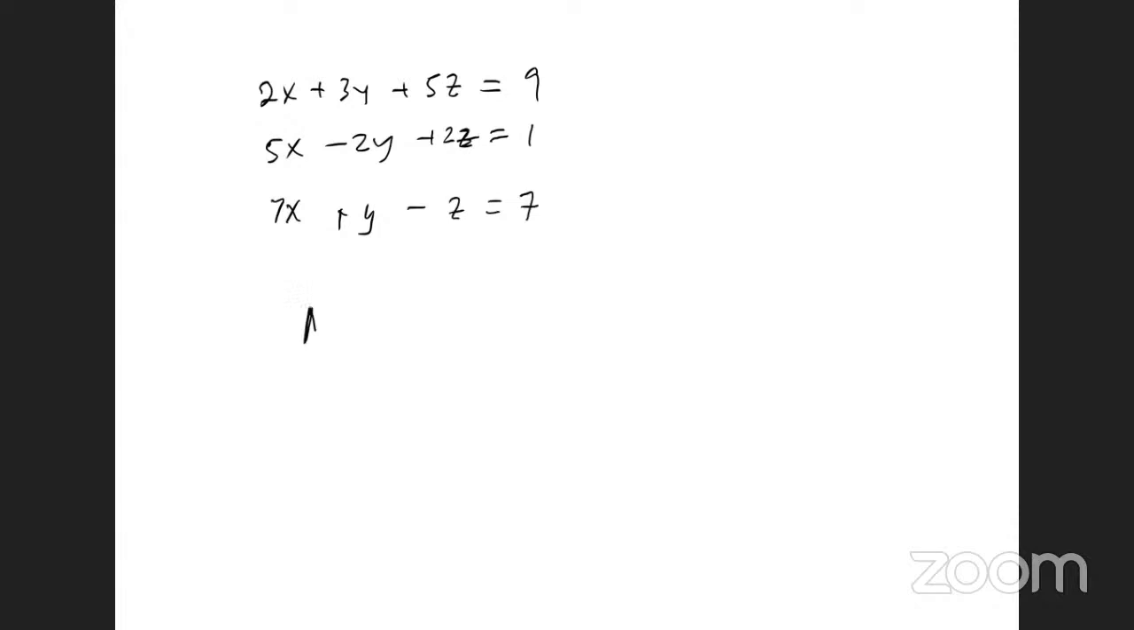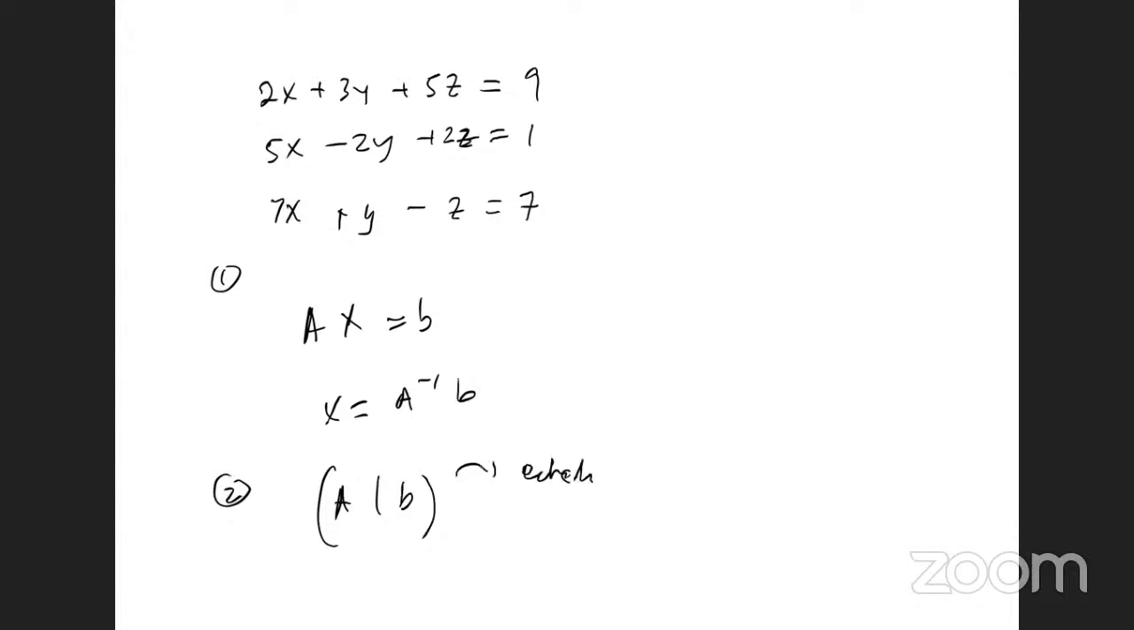We looked at taking the system of equations and writing it in matrix form. The first method was to put it in matrix form, find the inverse of A and multiply it by B. The second method is where we augment A and B and apply row reduction to echelon form, and then solve it from there.